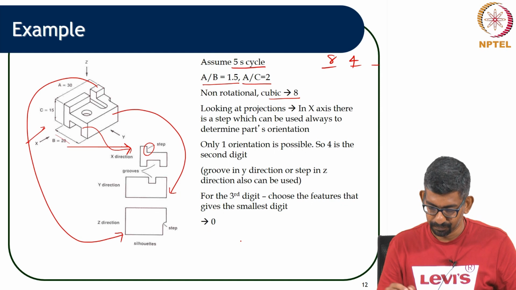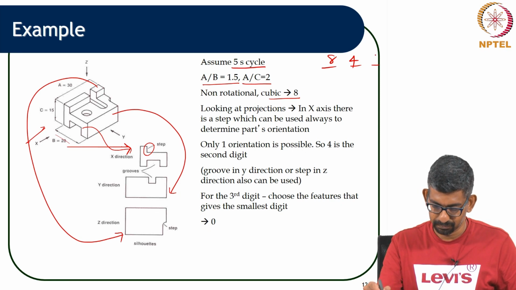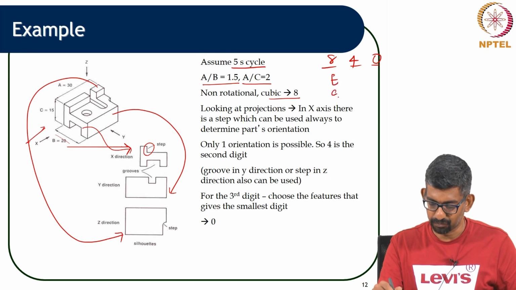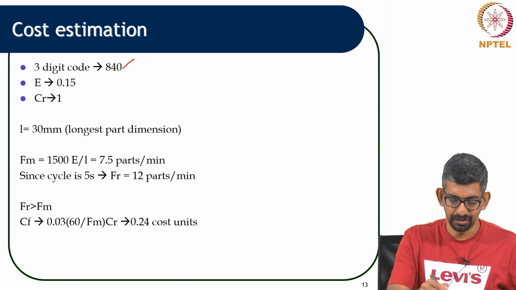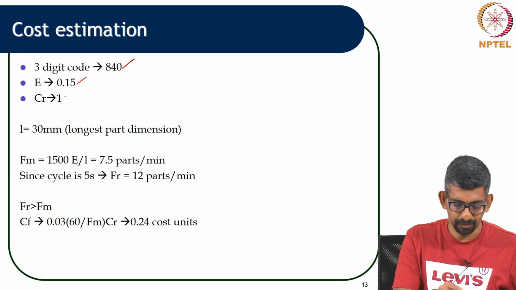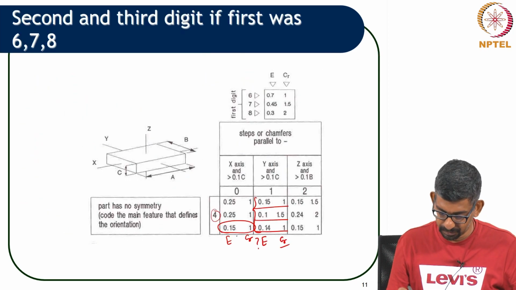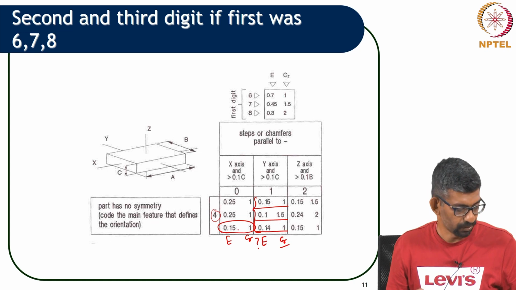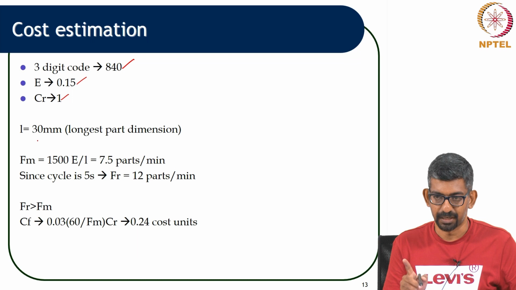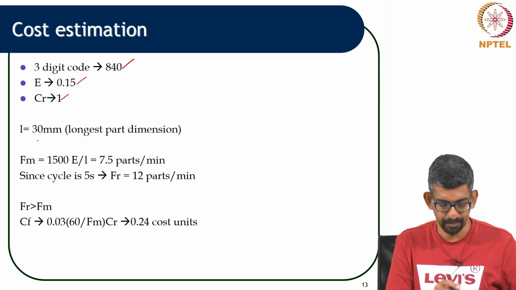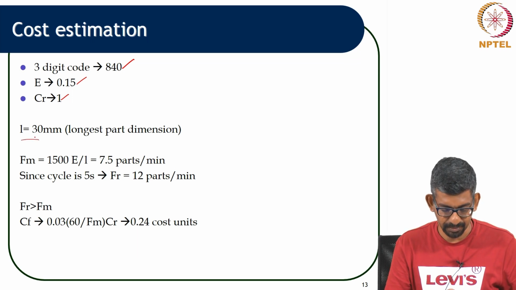Okay, that is all. From this you can get what your E and CR are. So, 840 is your 3 digit code, E is 0.15 and CR is 1. L is 30 mm, the longest part dimension. This is again from a projection perspective; 30 mm was the longest dimension.